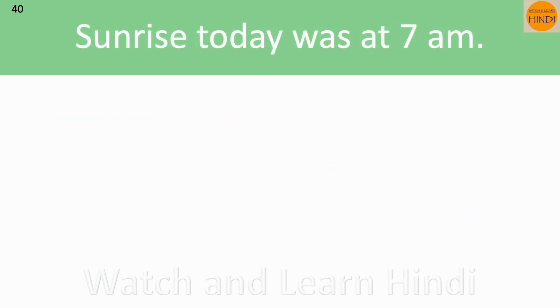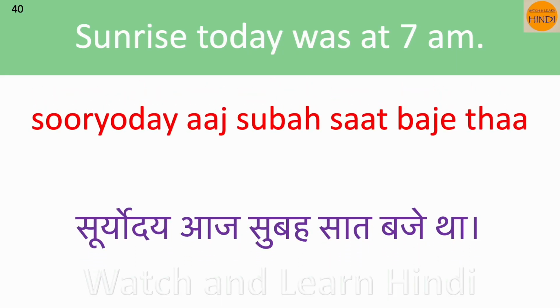Sunrise today was at 7 a.m. सूर्योदय आज सुबह 7 बजे था. सूर्योदय is sunrise. आज is today. सुबह 7 बजे is 7 a.m. सूर्योदय आज सुबह 7 बजे था. Sunrise today was at 7 a.m.